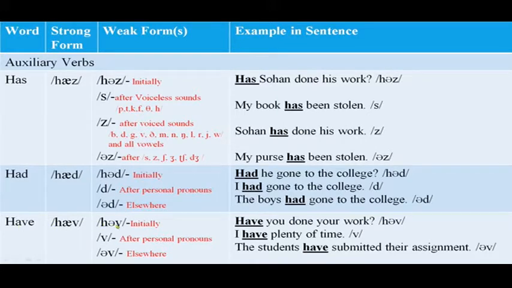'Have' would be pronounced as /hæv/ if it is placed initially in a sentence. 'Have' would be pronounced as /v/ when it is placed after personal pronouns, and elsewhere it would be pronounced as /əv/.